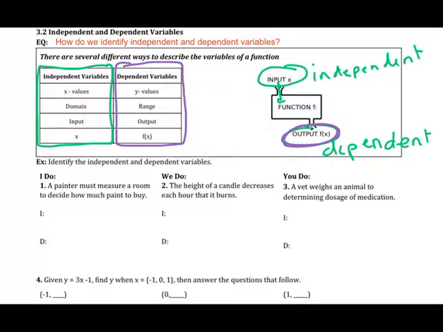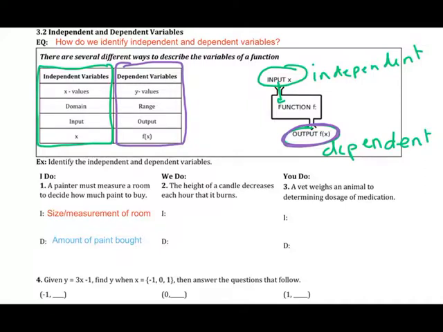Logically, it should. So our independent variable is going to be the size of the room or the measurements of the room. Our dependent variable is going to be the amount of paint that we buy. So again, the amount of paint is dependent on the size of the room. The size of the room determines the amount of paint that I'm going to buy.